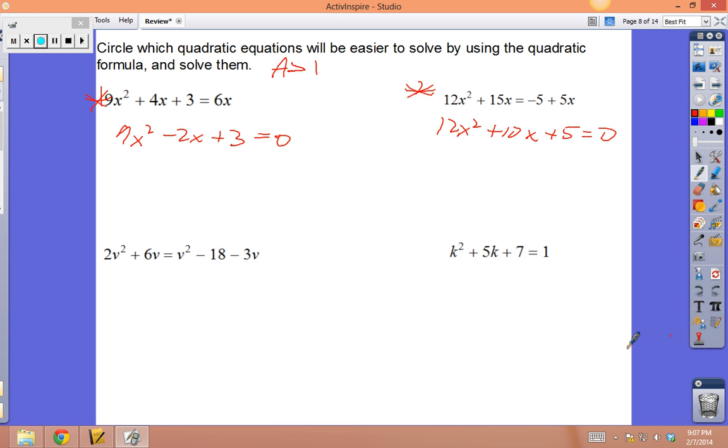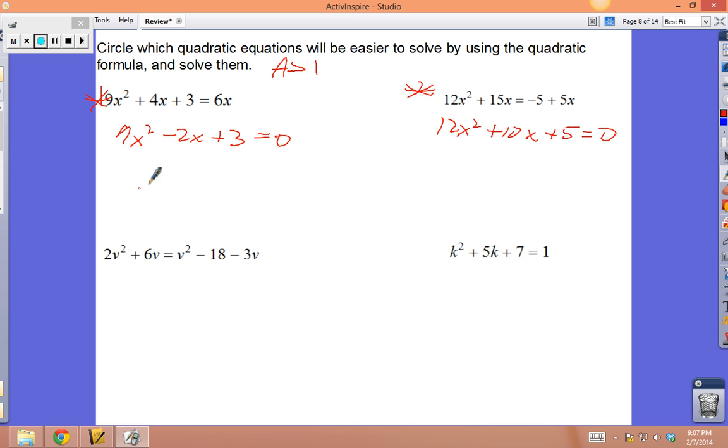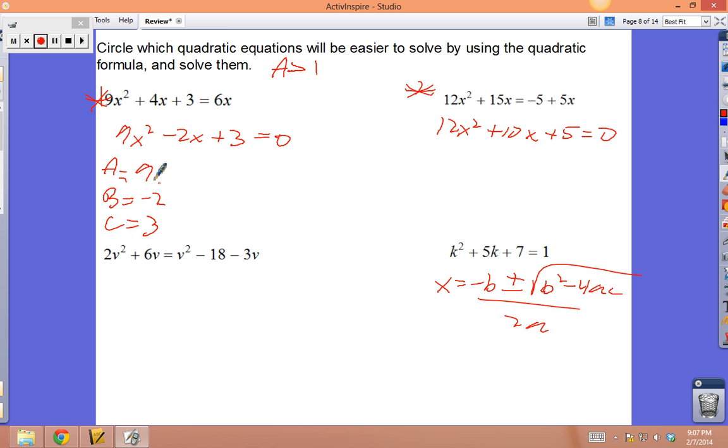Quadratic formula, I'm only going to work one of them out. So let's work this one out. A is 9, B is a negative 2, C is 3. Quadratic formula is x equals negative b plus or minus the square root of b squared minus 4ac, all over 2a. So move number 1, you gotta correctly identify a, b, c. So it's going to be x equals the negative b plus or minus the square root of b squared.